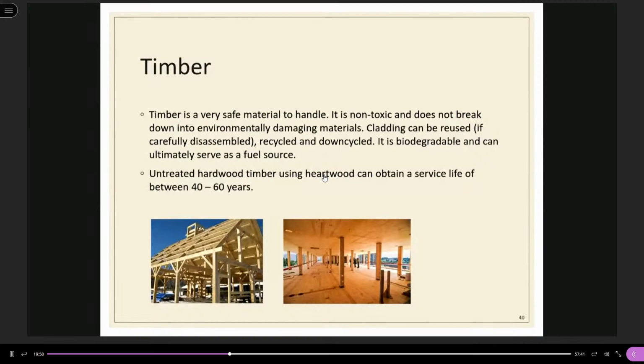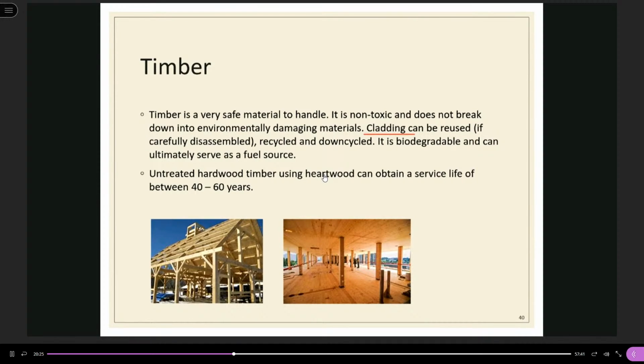Okay, timber. Timber is a very safe material to handle. So natural material, non-toxic, does not break down into environmentally damaging material, and the cladding can be reused if carefully dismantled. So the cladding means the panel. It is biodegradable and can ultimately serve as a fuel source.